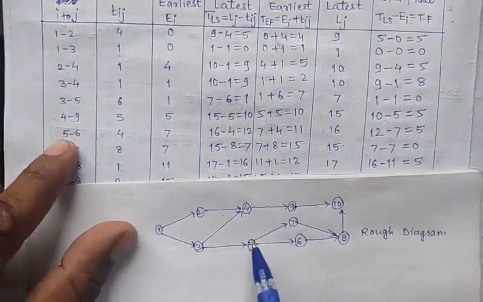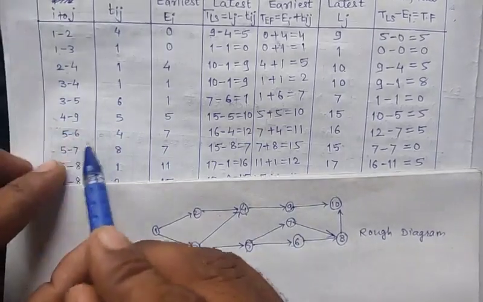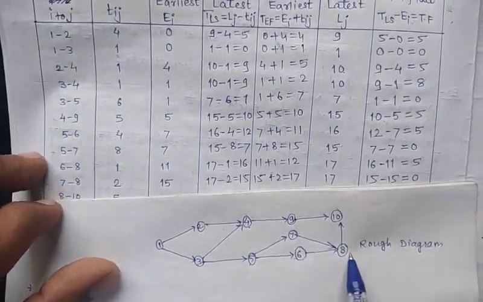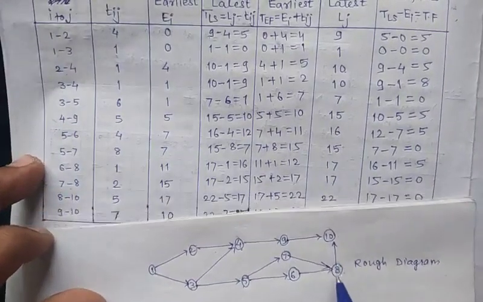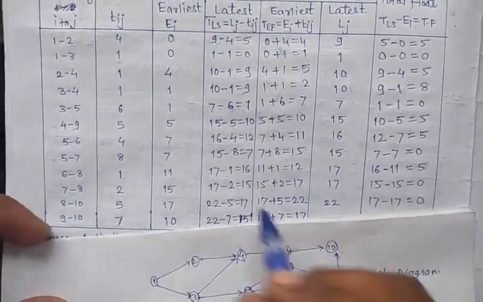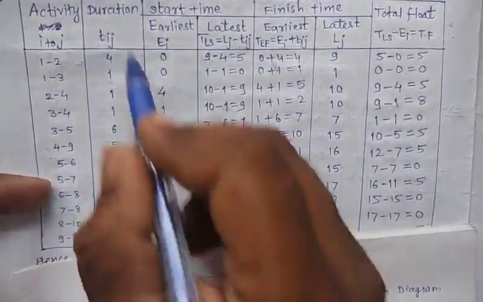Next, 5 goes to 6 and 7. Next, 6 goes to 8 only, and 7 goes to 8 only. 8 goes to 10 only, and 9 goes to 10. So these are the activities, and this is the time duration for each activity.